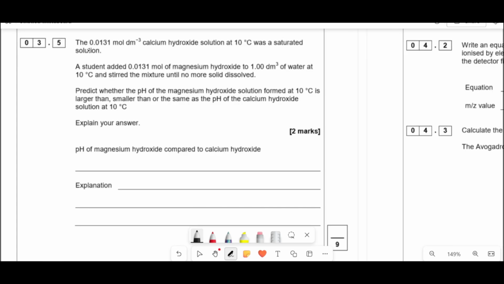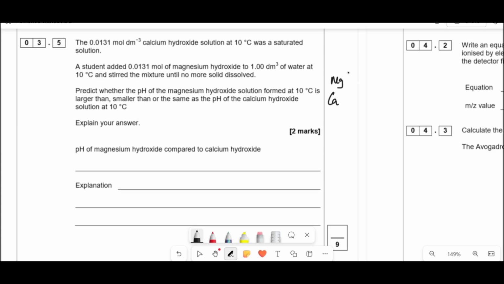Done. The 0.0131 mole per decimeter cubed calcium hydroxide solution is saturated. A student adds this much magnesium hydroxide to this much water and stirred until no more solid dissolved. Predict whether the pH of magnesium hydroxide would be larger than, smaller than, or the same as the pH of calcium hydroxide, and explain your answer. So if we have a look, we need to compare them fundamentally to what their differences are. The only difference between these two is that magnesium is up here and calcium's one down, so it's got an extra shell in it. So we need to think about what possible things could change about them.